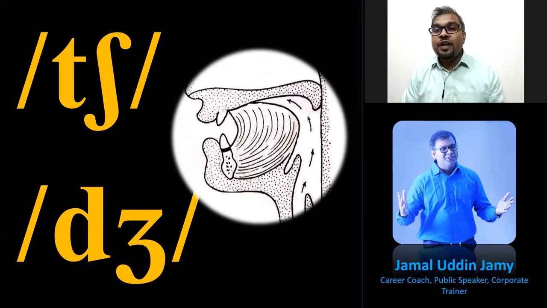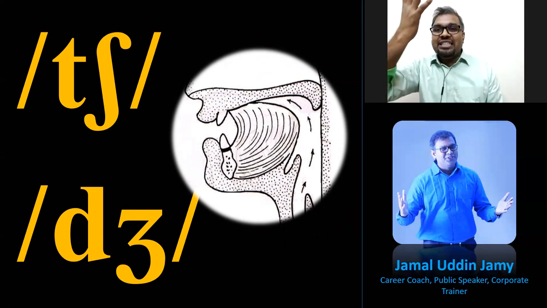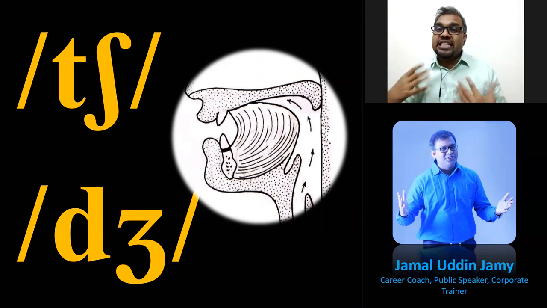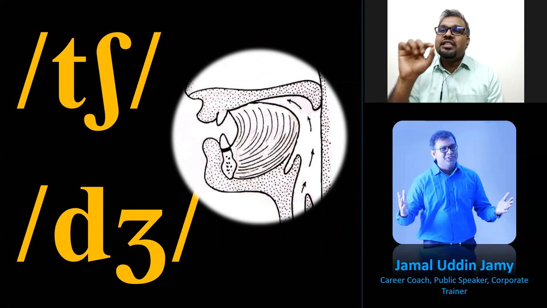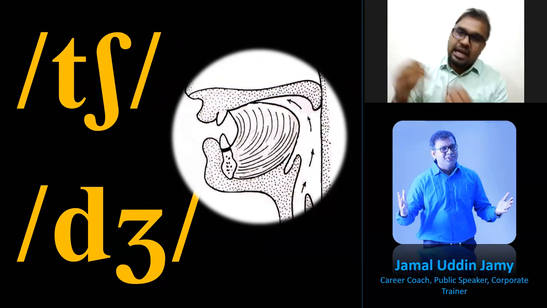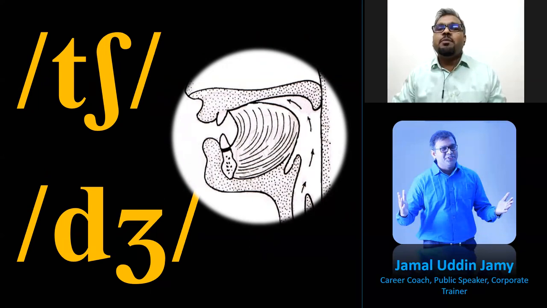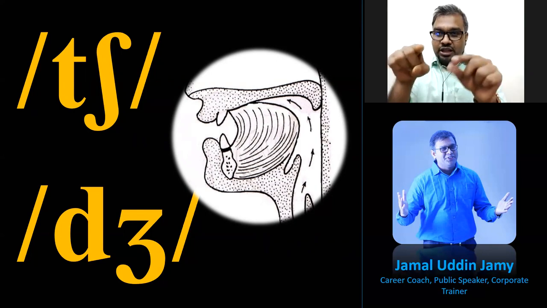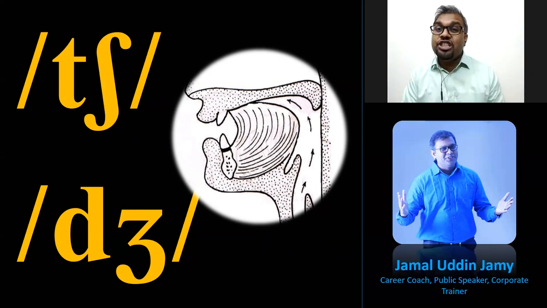Next one, cha. See, the front part of your tongue is touching the palate. I mean, front palate and middle palate together. Cha. And if you have any narrow space to let your air come out, you'll not be able to pronounce this sound. Cha, ja. See the place of articulation in the picture. That is important because you need to notice how to pronounce this sound. Cha, ja.